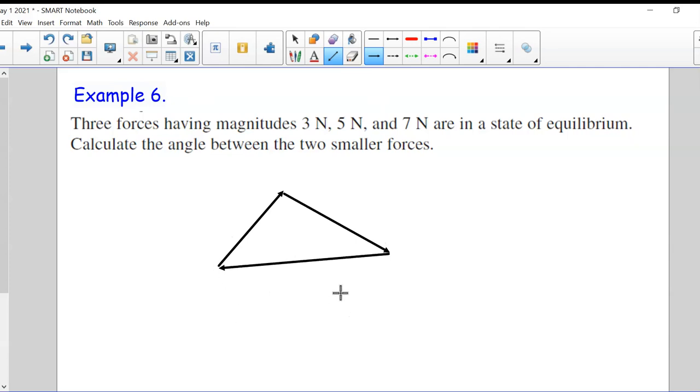Right? So those are the three lines that we're going to call our vectors, which are in a state of equilibrium. Meaning, here's what it basically means: this one takes you here, this one takes you here, this one takes you back. So they all balance each other out. That's basically what it means.